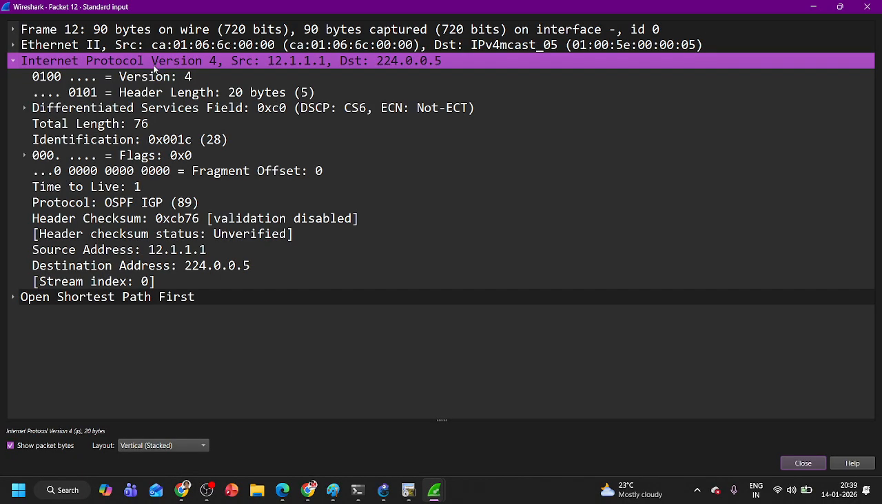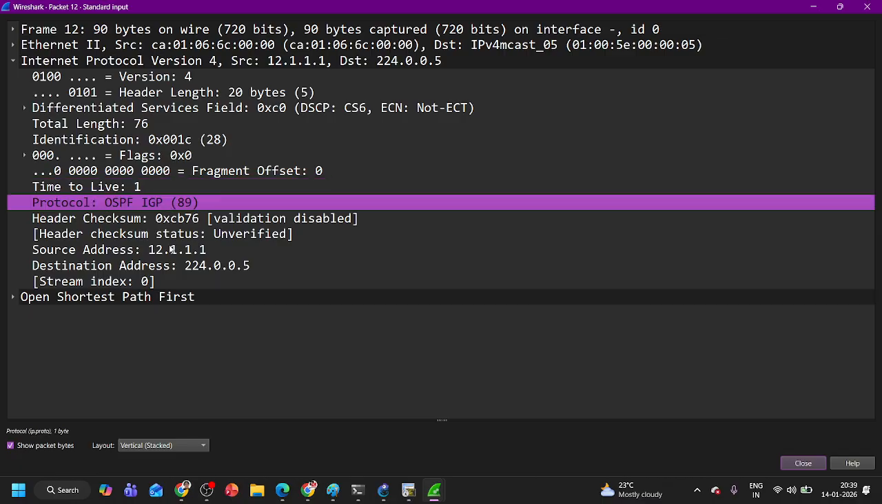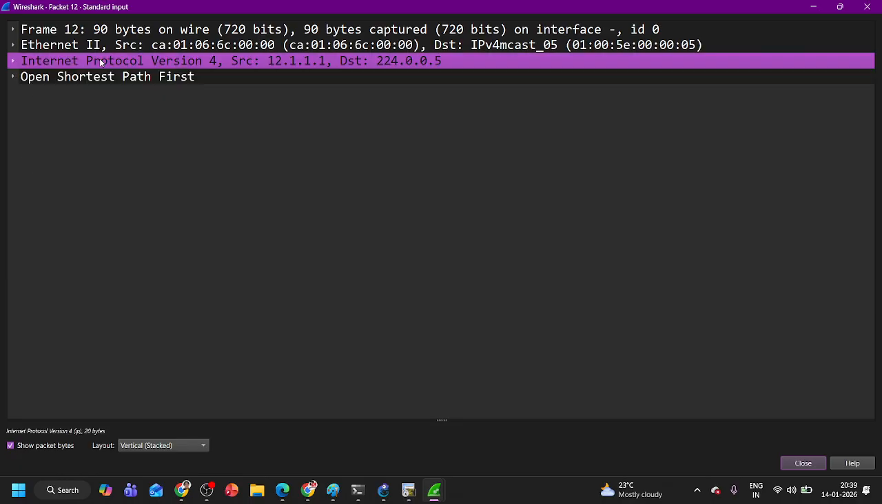In the IP header, you can verify the protocol. The TTL value you can see is 1, meaning OSPF can work with connected devices only. Protocol number is 89. Source IP address is the exit interface IP address. Destination IP address is the multicast address of OSPF. Great. Let me close it and open the actual hello message.